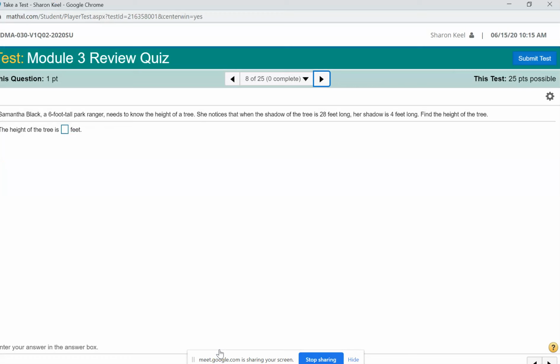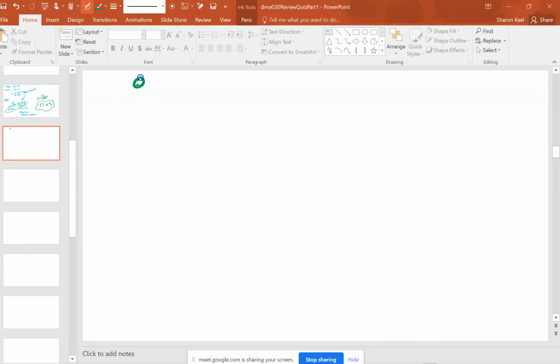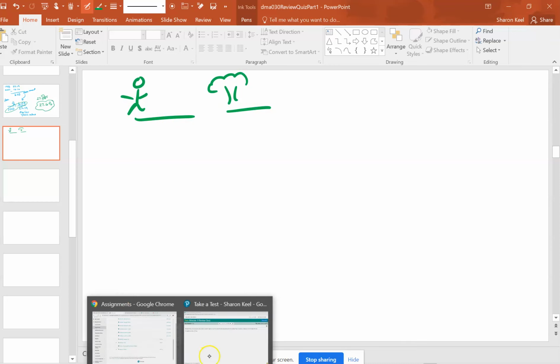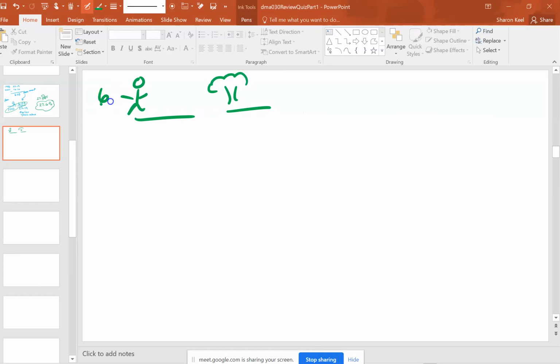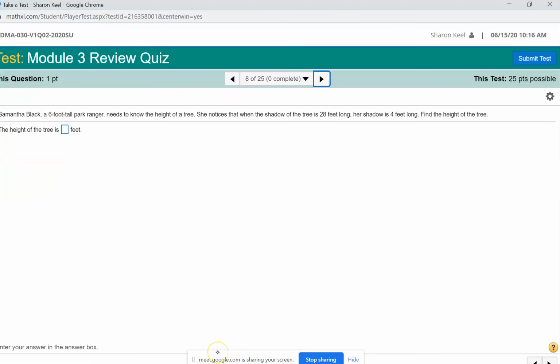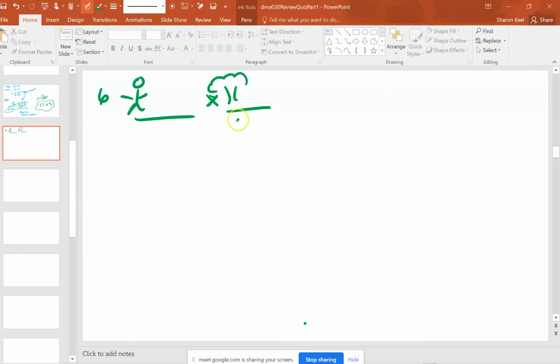Samantha is a 6-foot-tall park ranger. She needs to know the height of a tree. So this is one where I would draw Samantha, the tree, and they're both going to cast a shadow. Samantha is 6 feet tall, and we do not know the height of the tree. She notices the shadow of the tree is 28 feet long, and her shadow is 4. So the tree's shadow is 28, hers is 4.